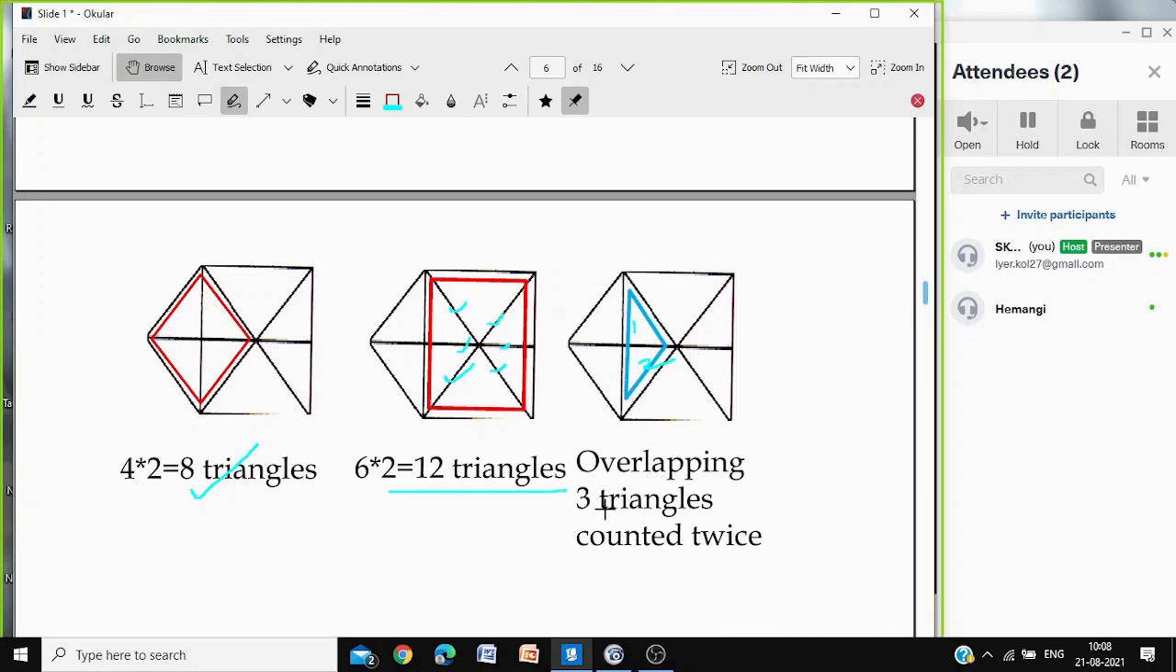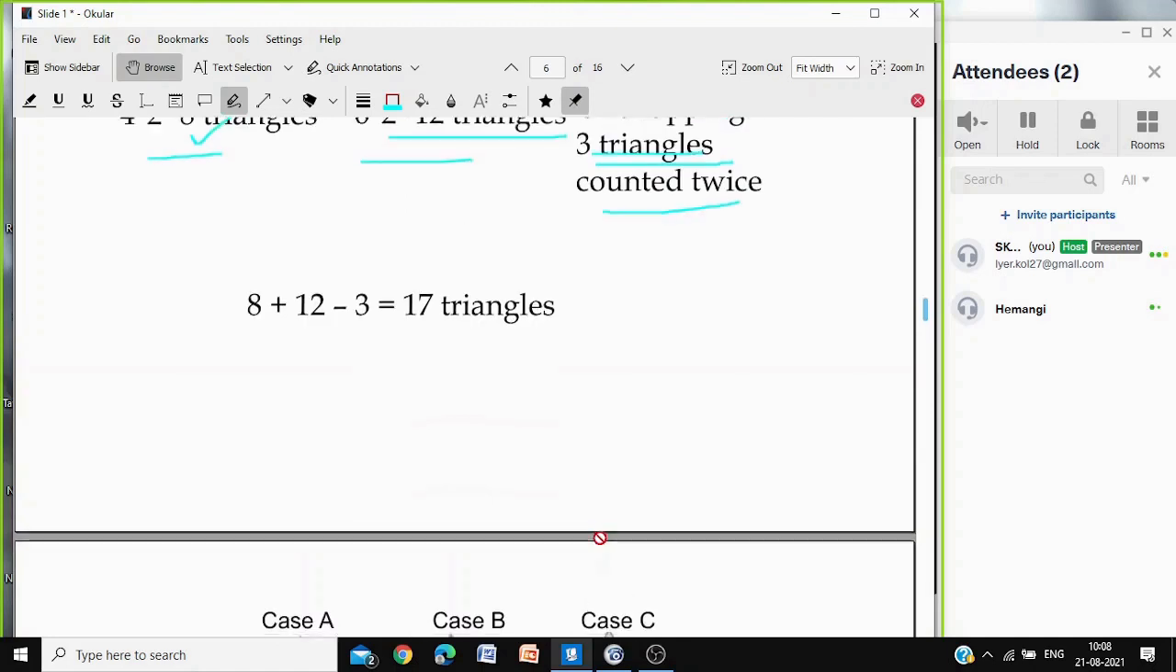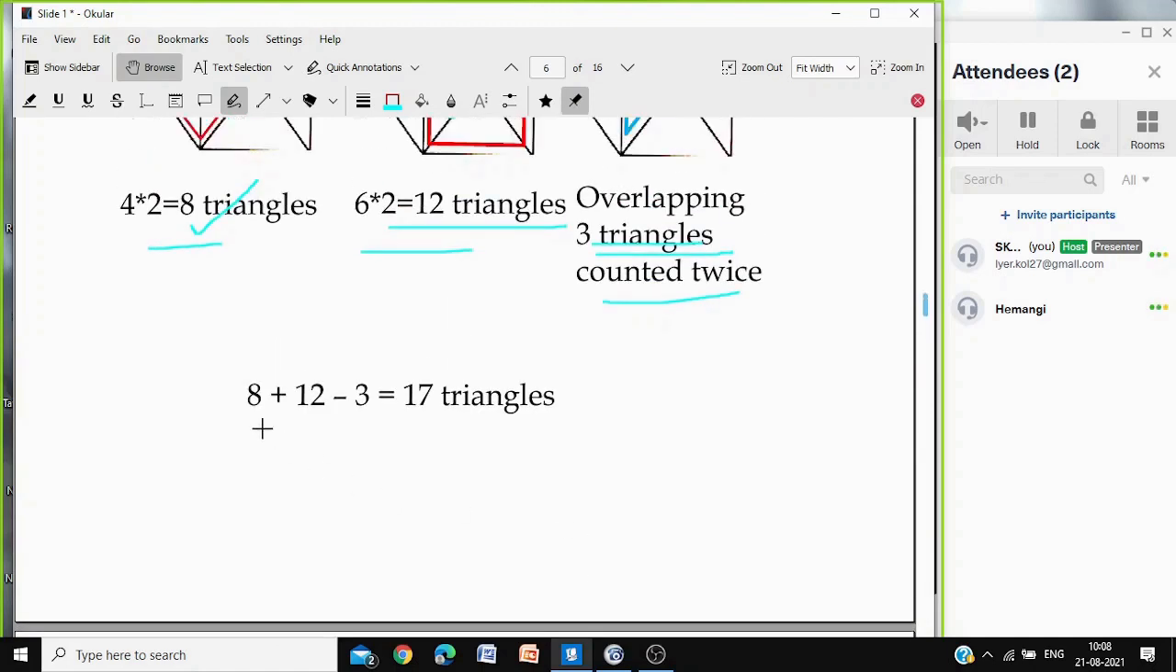So 3 triangles which are overlapping have been counted twice. So how much you get? 8 plus 12 minus 3. The 3 triangles which I have counted 2 times. So you get 8 plus 12, 20 minus 3, 17 triangles. So you will be getting actually 8 plus 12 minus 3, 17 triangles. It's okay with it till now?